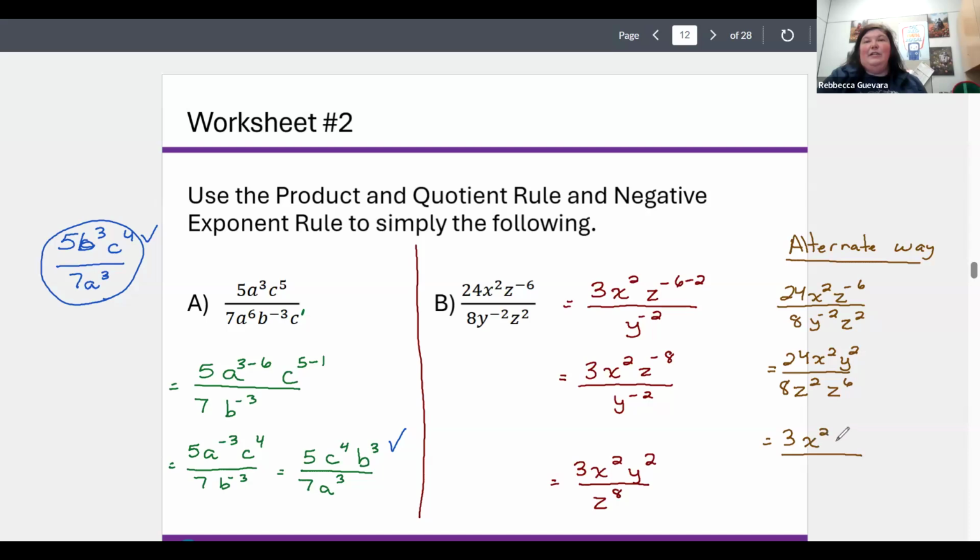Now we have x squared, y squared, and we have z to the power of 2 times z to the power of 6. So z to the power of 2 plus 6. So we had 3 x squared, y squared divided by z to the 8. Like I said, that's an alternate way to do it. There's no right way or wrong way here. As long as you follow the rules of exponents, it should work. It doesn't have to be followed in a particular order.